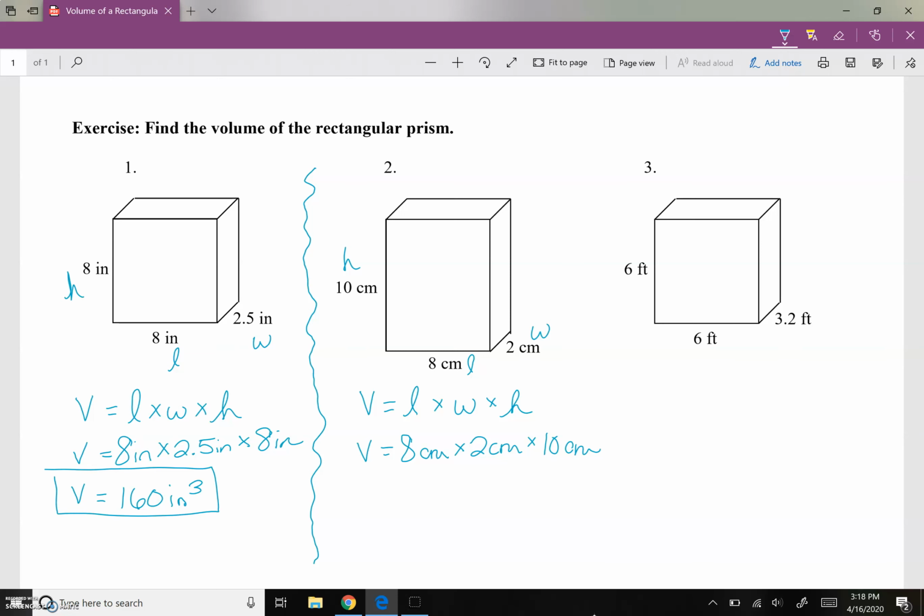These are all nice, friendly, small numbers. I think I can do this one in my head. 8 times 2 will give me 16, and 16 times 10 will give me 160 again. This time I have centimeters times centimeters times centimeters, so centimeters cubed.